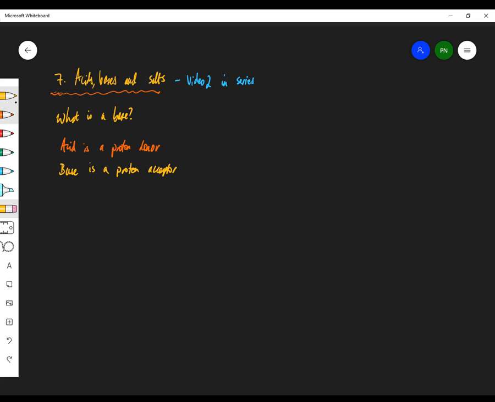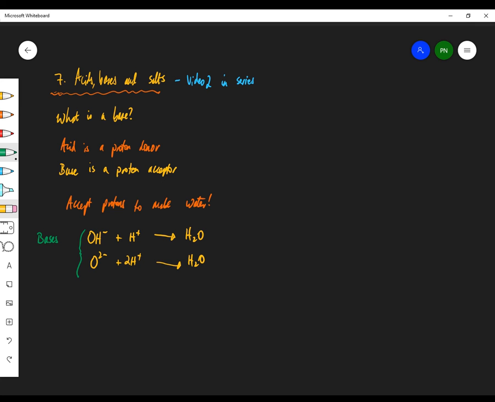Now, what accepts protons? Let me show you things that accept protons. A base accepts protons, they accept protons to make water. What things will accept protons to make water? Well, an OH minus ion will accept a proton to make water, and an O2 minus ion will accept 2 protons to make water. So anything with these two ions in is classed as a base.